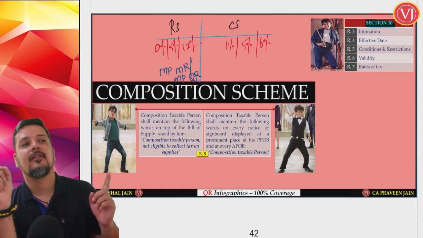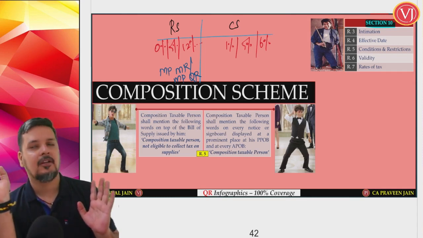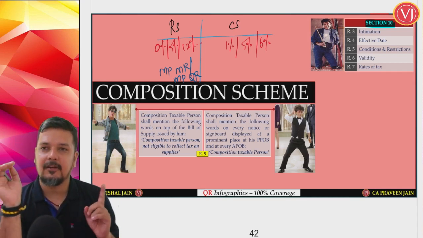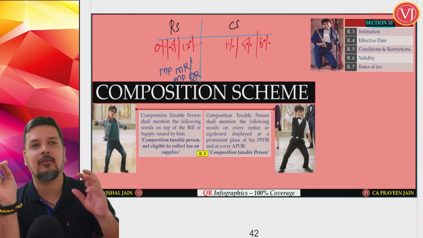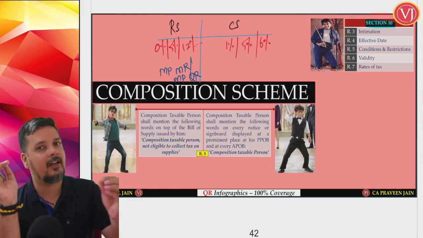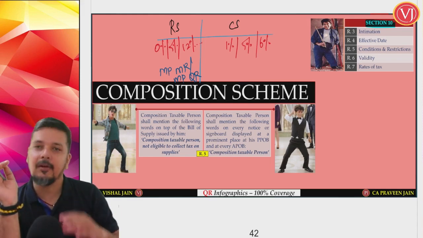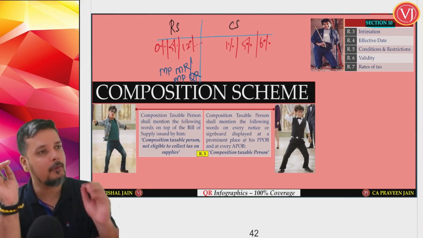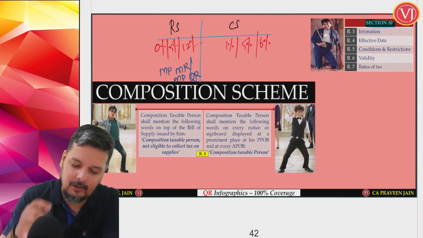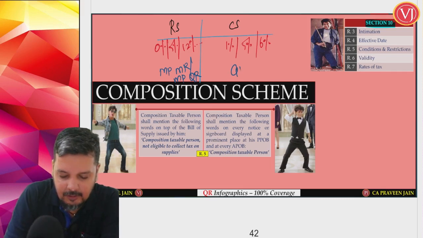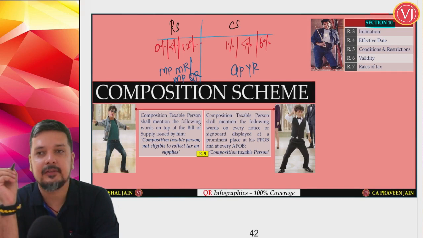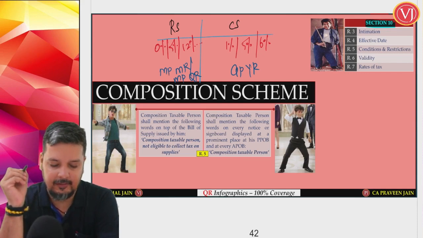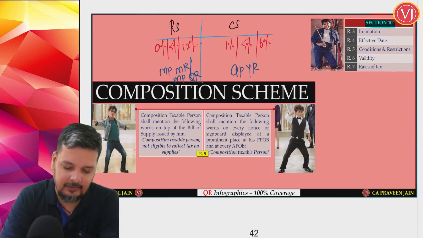Normally it is monthly payment, monthly return. Very rarely it is monthly payment, quarterly return, for selected people, and the scheme is not so attractive, so very few people will go. First of all, very few people are eligible. Out of those who are eligible, very few will go for it. But in your composition scheme, it is quarterly payment, yearly return. Right? And there is one more advantage.